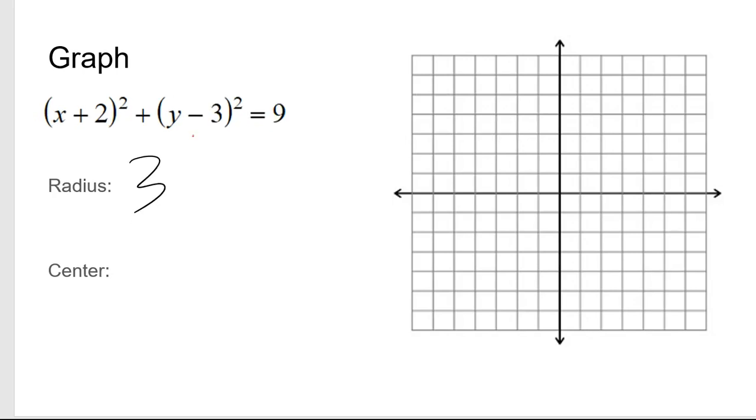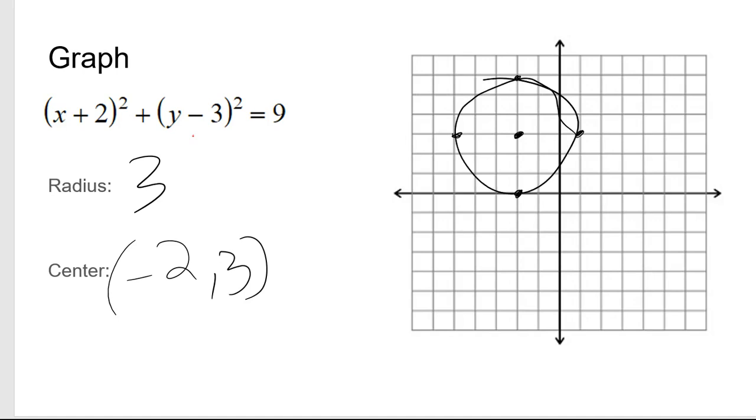Alright, my radius is 3. Square root of 9 is 3. My center is going to be -2, comma 3. So let's graph that. 1, 2, 1, 2, 3. So I'm going to count. 1, 2, 3. 1, 2, 3. 1, 2, 3. And 1, 2, 3. That was a horrible circle. Close enough. You get the point of it.